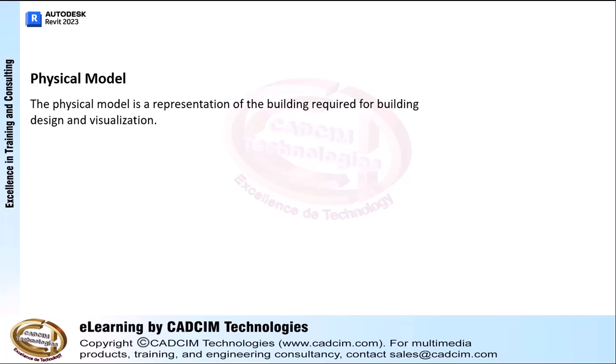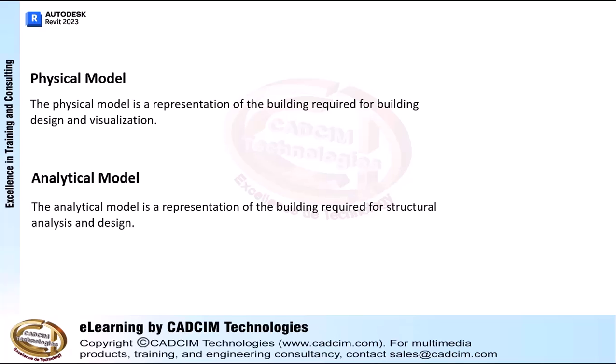There is an analytical model also that is required for analysis and design. So the analytical model is a representation of the building required for structural analysis and design. The analytical model can be visualized as a single line, having some analytical properties like force conditions, support conditions, and end conditions, and there are other things that are added into the properties of the analytical model, which we will study further in this session.